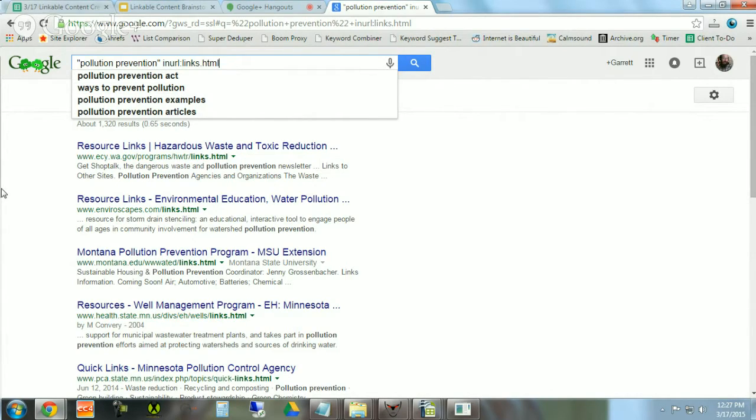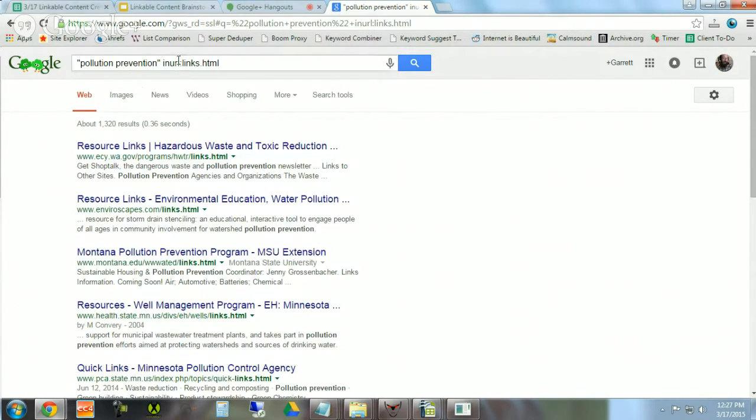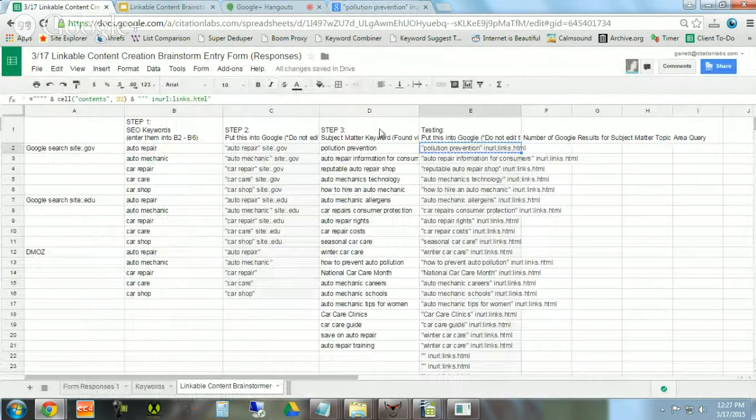Now we're relatively sure that these are links pages. And also, because we've added such a narrow operator, the file type is .html. Since that file type is so specific, since we're being so URL specific, we're able to get a gauge on the depth of opportunity, right? The depth of links pages that are out there for this specific topic, okay? So pollution prevention in URL links.html, 1,320 results. That's a solid number, right?